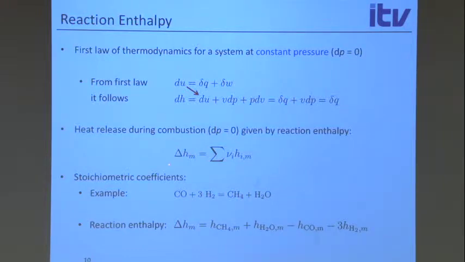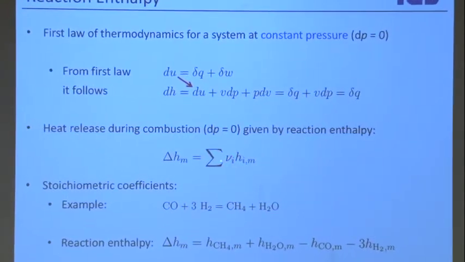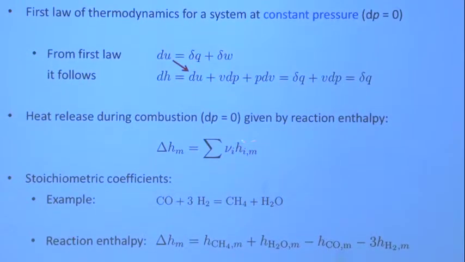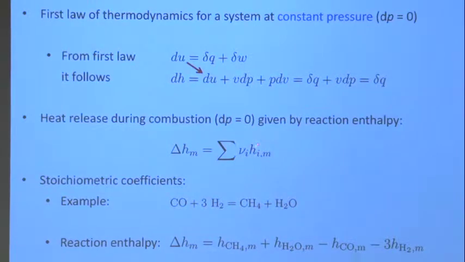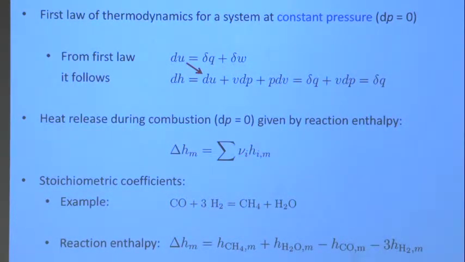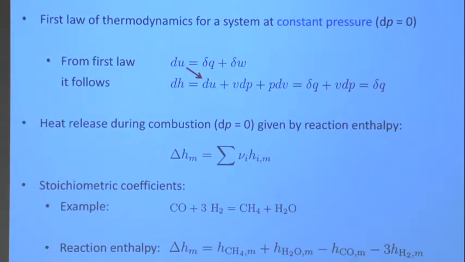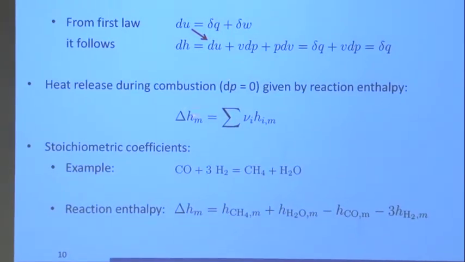So delta H for a reaction, I can write as the sum of all the enthalpies of the individual species times their stoichiometric coefficient. And so if I execute a reaction, I can measure the dQ, and from that I can determine these so-called reaction enthalpies.